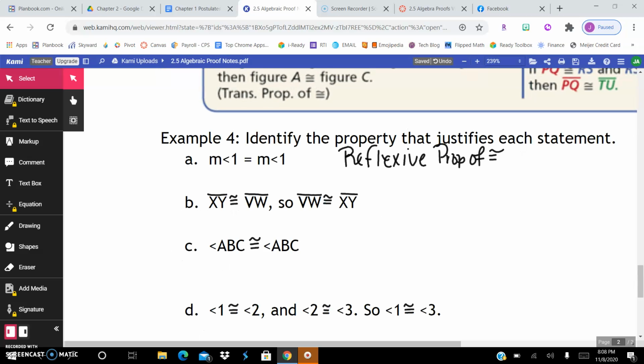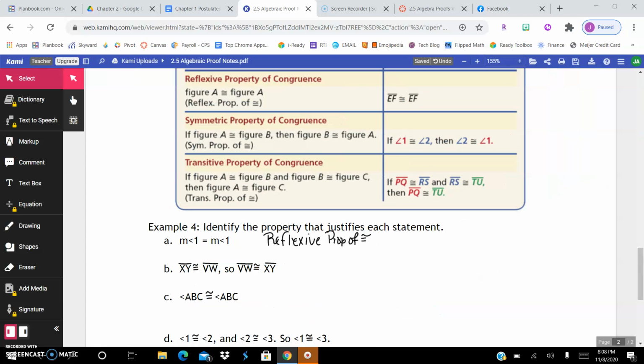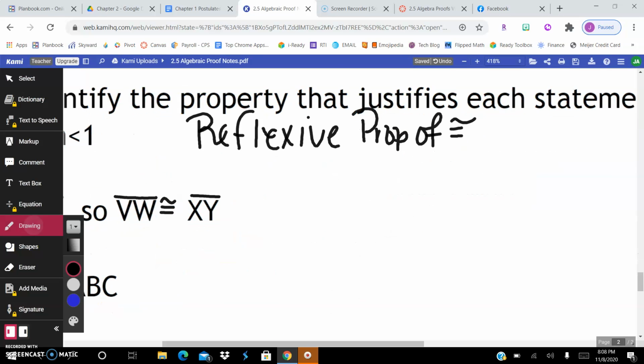And segment XY is congruent to segment VW, so VW is congruent to XY. So that's just flipping their order, so that would be the symmetric property of congruence.